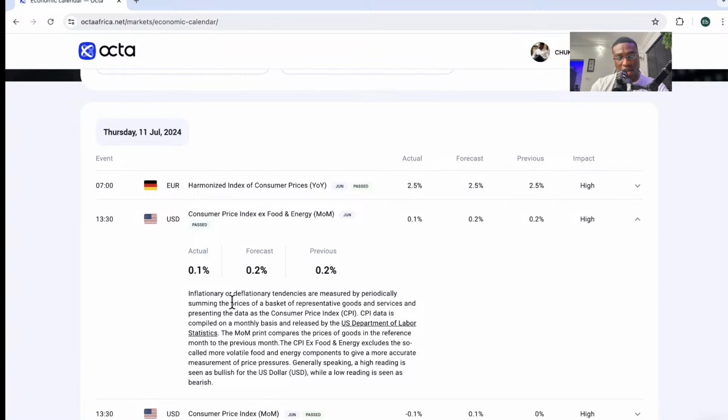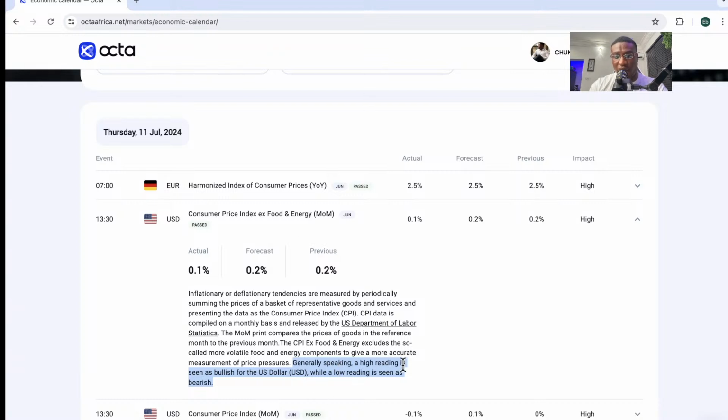As you can see here, inflationary and deflationary tendencies are measured by periodically summing the prices of a basket of respective or representative goods and services and presenting the data as the CPI. Just so you get an understanding of what it's about, okay? This CPI excludes food and energy, as you can see here. And this is also an important aspect of the economic event.